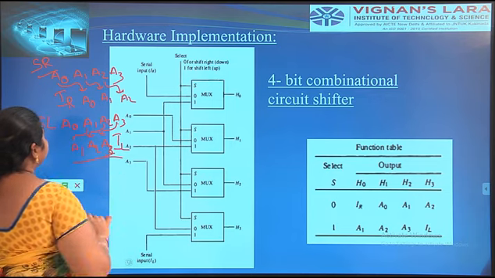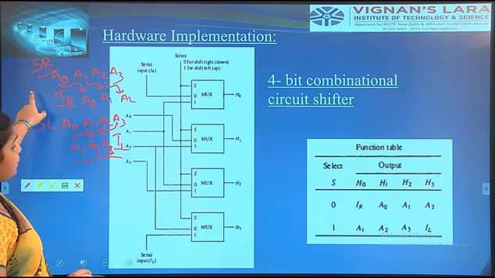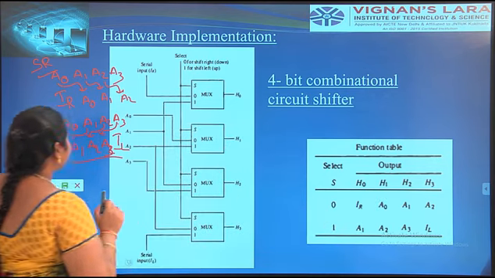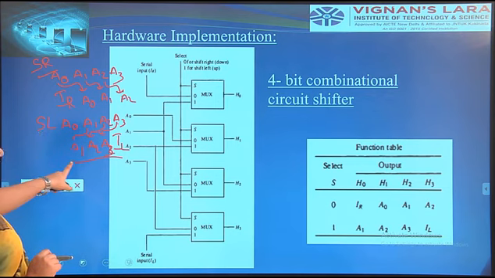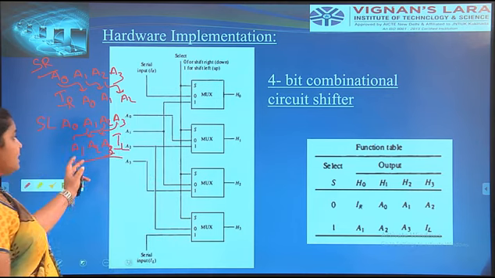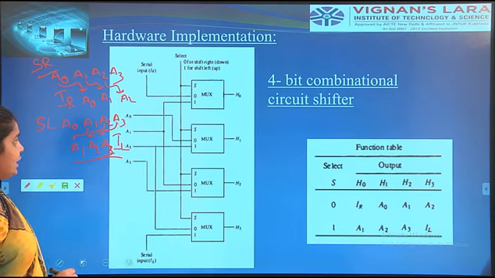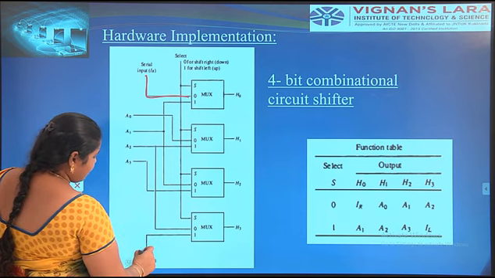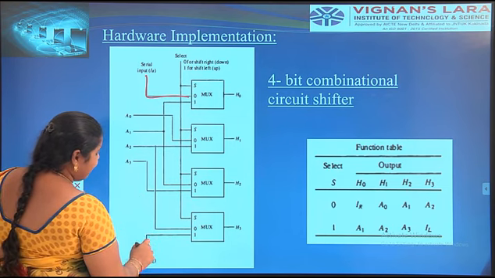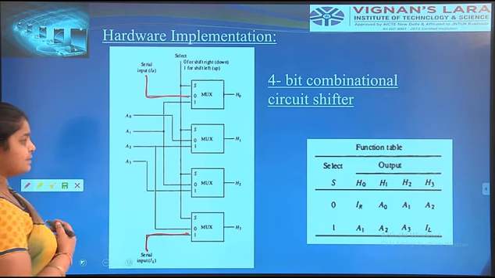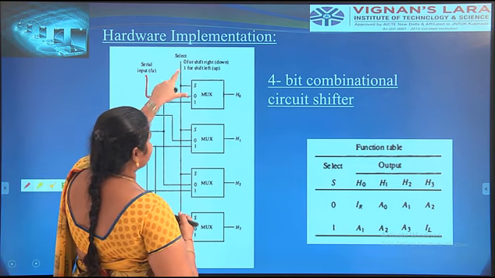A1. For selected input line 0 we have to take IR, A0, A1, A2, and for selected input line SL, shift left, we have to take A1, A2, A3 and IL. Like this we perform this hardware implementation. Here we take the input from serial input IR for 0. Here we apply the serial input IL for 1. Like in the table we perform the operation like this.